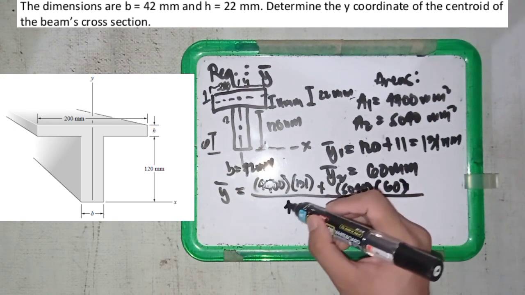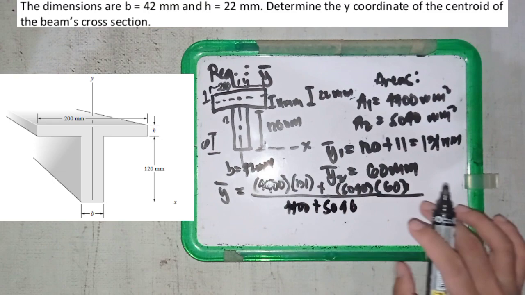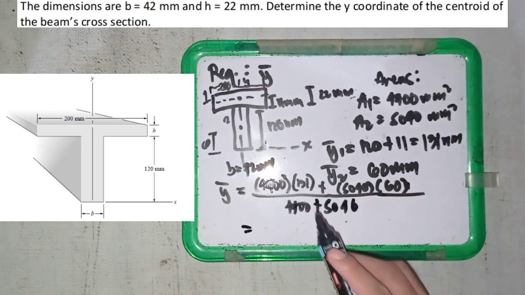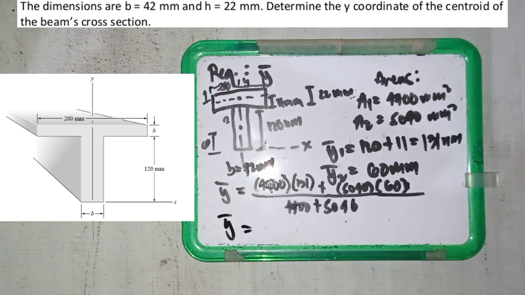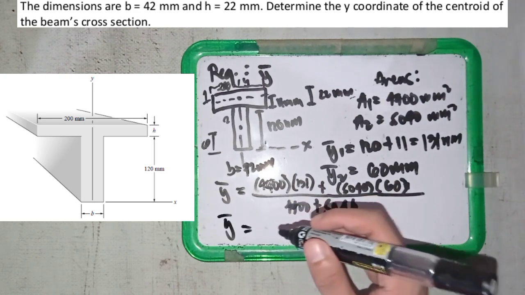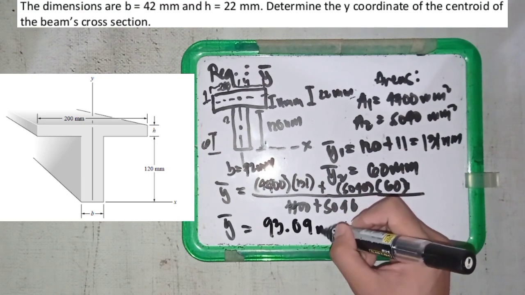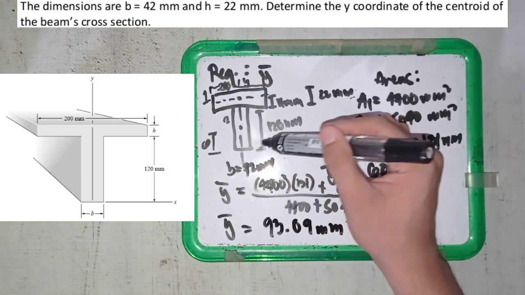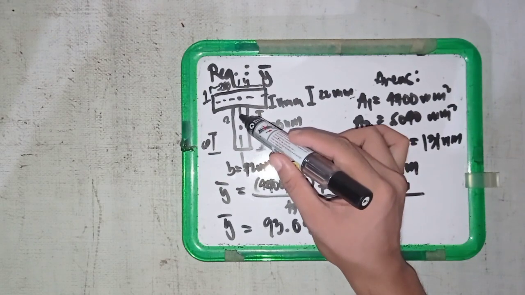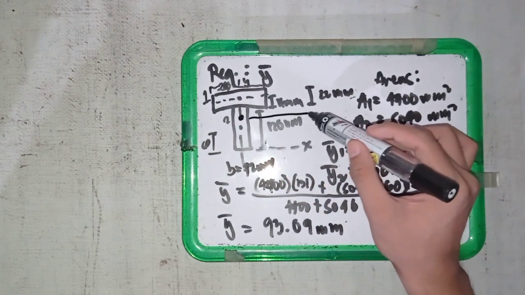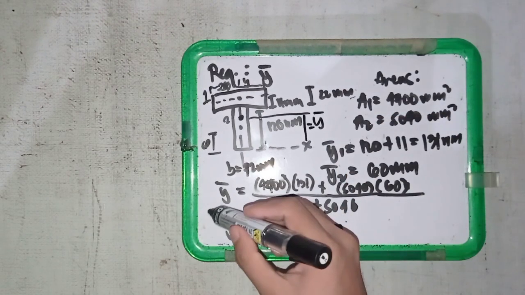So this will be 4,400 plus 5,040 millimeters squared. If we compute this, we get that the centroid of the beam cross section in terms of the y coordinate is 93.09 millimeters from its base. So probably it could be here. This is 120, so probably this could be here. This is the y. So this is the final answer.